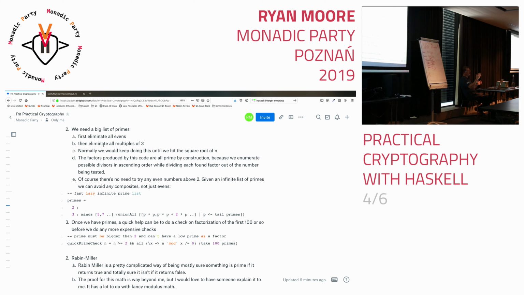And we can stop at the square root because at that point, all of the lower multiples that we have found will be corresponding pairs to higher multiples that are above the square root. However, Haskell is pretty awesome, and the laziness of it allows us to completely ignore that optimization and also several others.